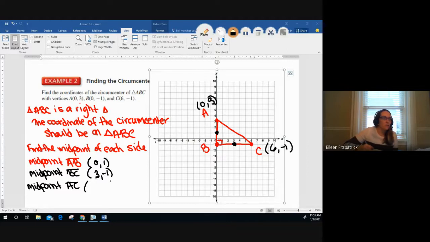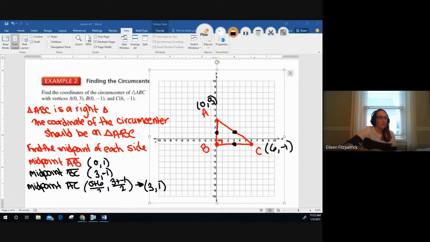So to find the midpoint, you take the average of the x's, 0 plus 6 divided by 2, and the average of the y's, 3 plus negative 1 divided by 2. So your midpoint is located 6 divided by 2 is 3, and 3 plus negative 1 is 2. 2 divided by 2 is 1. So the midpoint is at 3, 1, which you probably could eyeball, but there we go. Okay, so that's the first step, identifying all the midpoints.